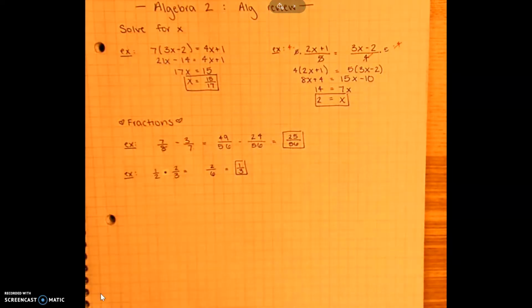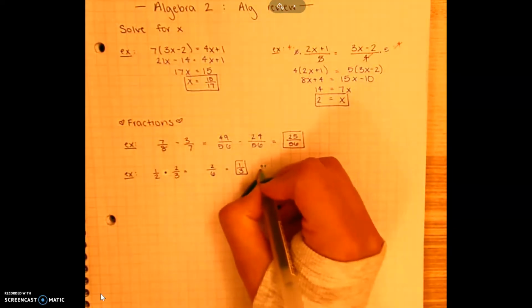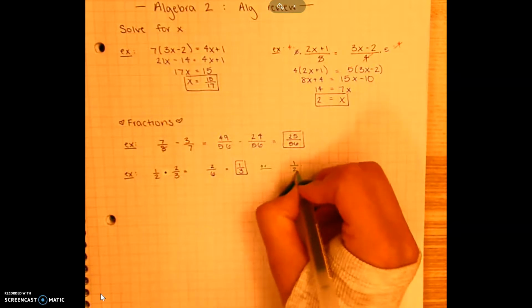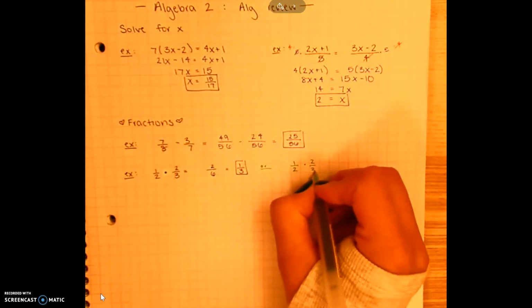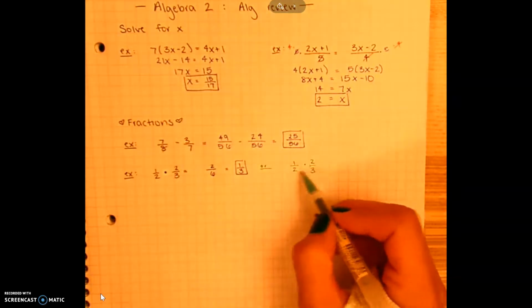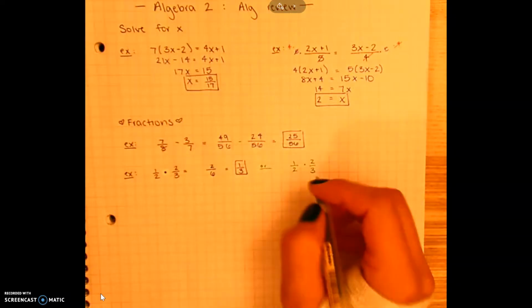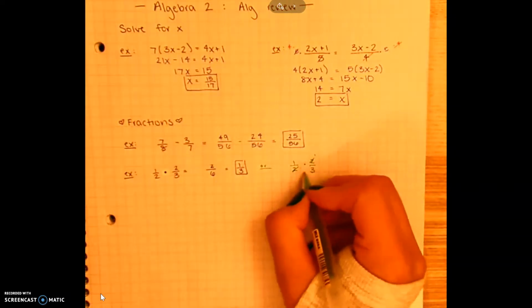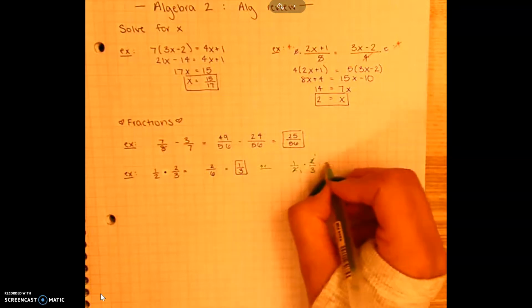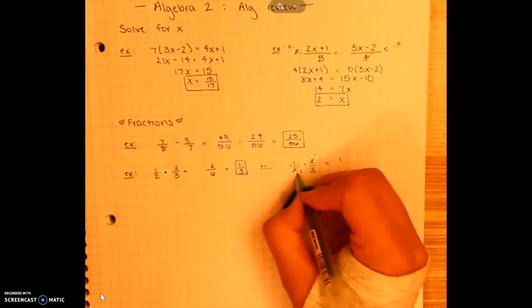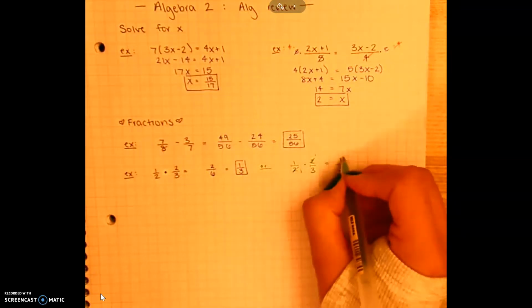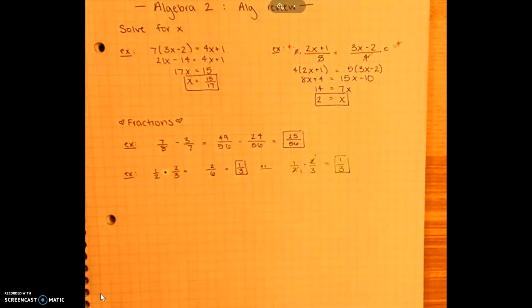Or another way to do it is right off the start when you have 1/2 times 2/3. You can kind of be like, well, if I'm multiplying these together, 2 divided by 2 is going to end up being 1. And then just multiply. So 1 times 1 is 1, and 1 times 3 is 3. So either way works, whatever you're most comfortable with.